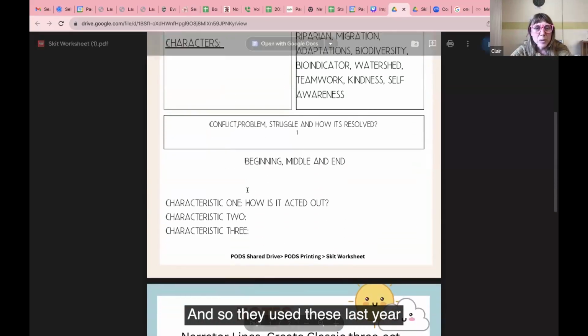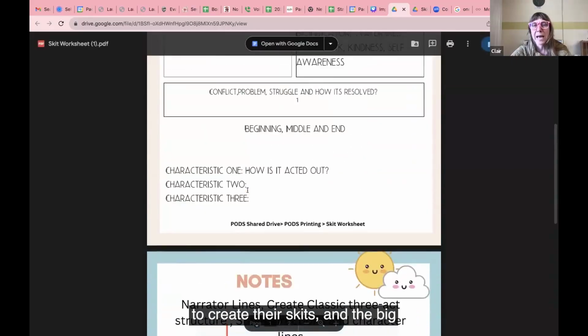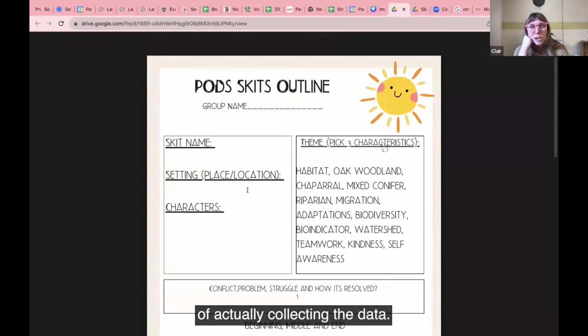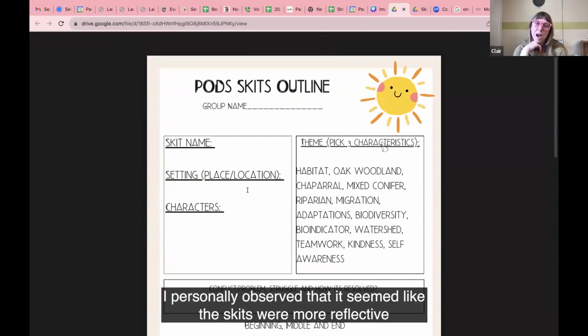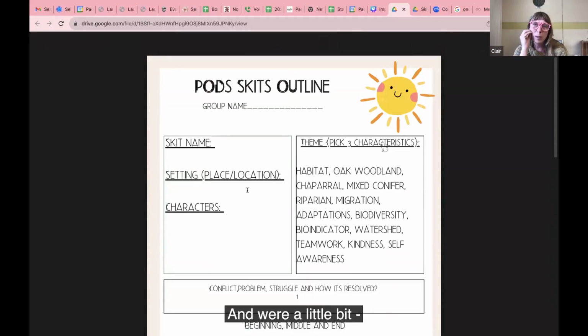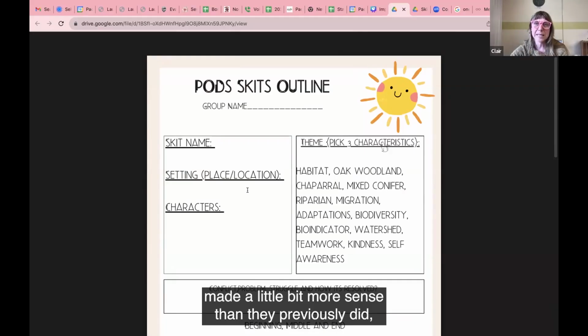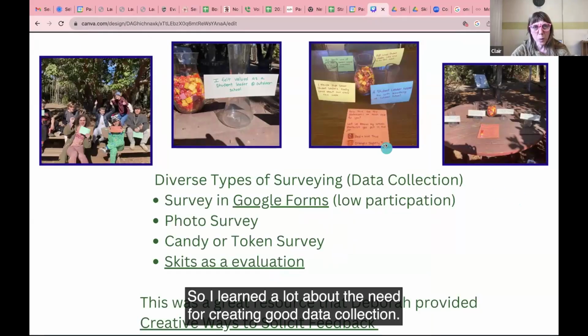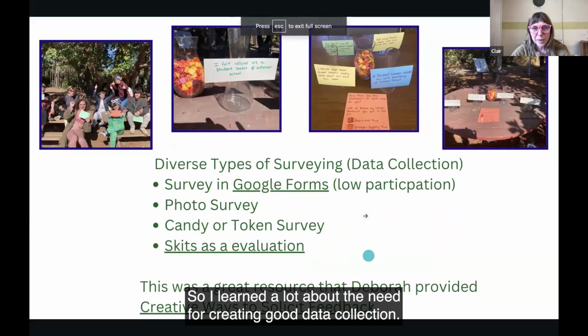They used these last year to create their skits. And the big learning piece for me was that we had no way of actually collecting the data. I personally observed that the skits seemed more reflective of their experience at outdoor school, did include more learning pieces, and made a little more sense than they previously did, but we didn't have a good way of collecting data. So I learned a lot about the need for creating good data collection.